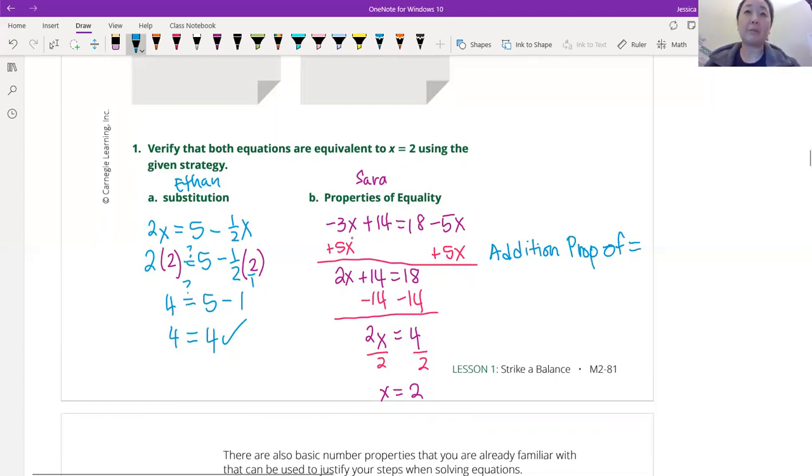And then negative 3x plus 5x is 2x. Plus 14 is equal to 18. And now we're going to get rid of the 14. So we're going to use the subtraction. Why subtraction? Because we're subtracting. Subtraction property of equality. Okay, and then that cancels out the 14 to 0, right? And so 2x plus 0 is what? Just 2x.